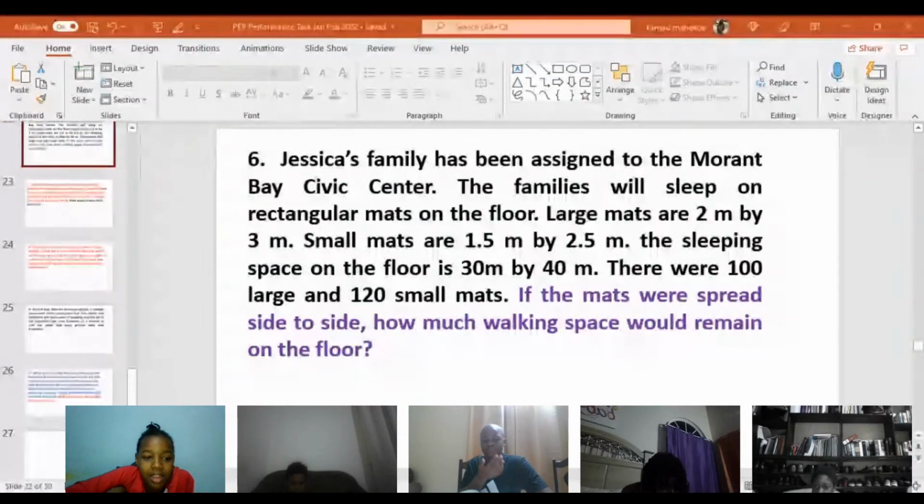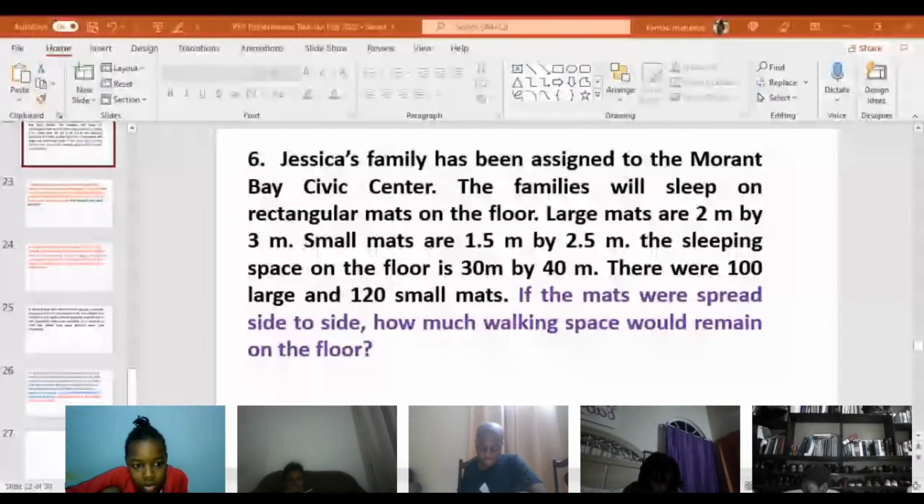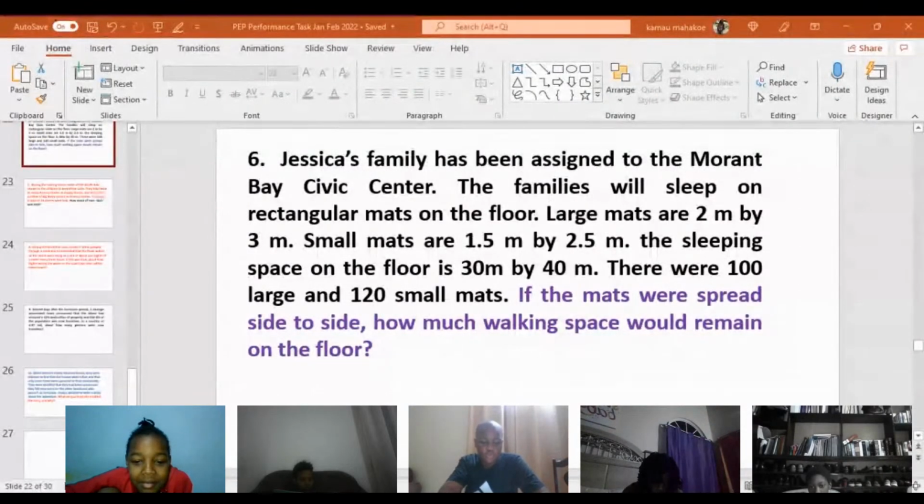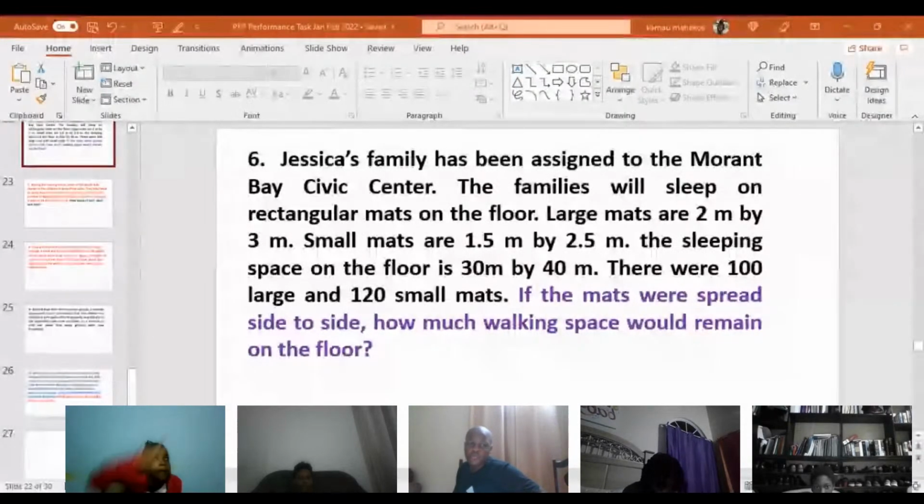Walking space on the floor. All right, so Jer says area. Does everybody agree or disagree? Walking space on the floor, is that length, width, height, volume, area? They want to know how much walking space. You sure, Legende? So think of it. The mats are rectangular, right? And the floor itself is also rectangular. And the mats are going to be spread on the floor. So how do we work out how much walking space would be available on the floor?